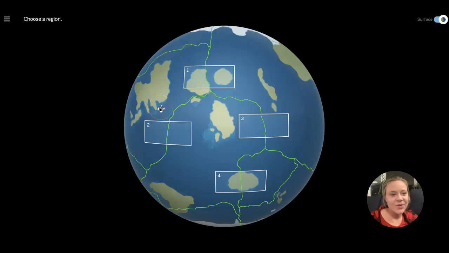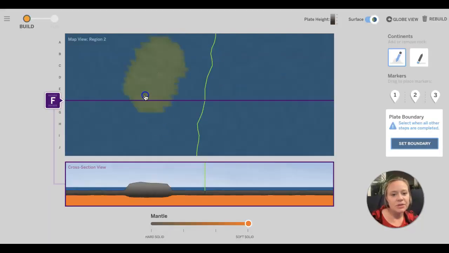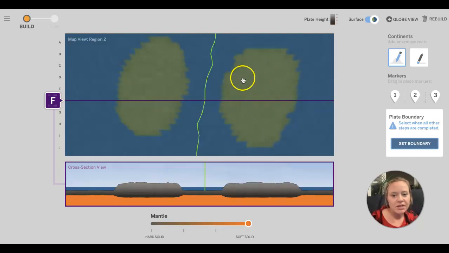Hey, sixth graders, for this activity, you are going to be in the plate motion simulator. You are going to be in region number 2. So when you get into region 2, you need to build some land here, and you'll see that when you put it here, you can see it in the cross section. I believe you can just build it up like this.